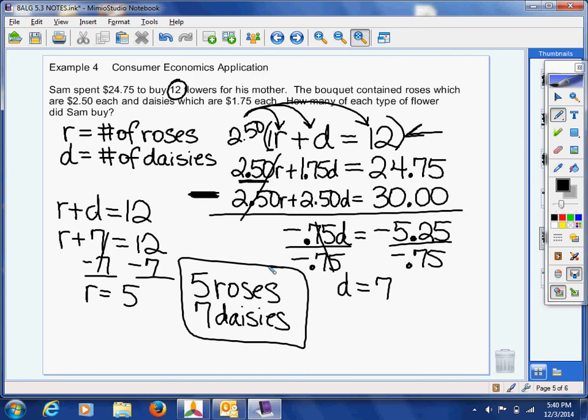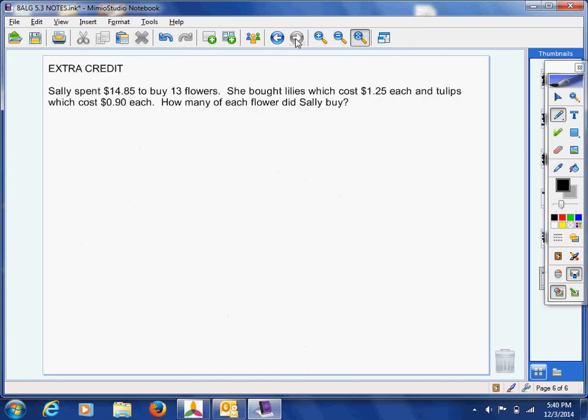All right, now on the next page, very last page, I've got one for you to try. It's very similar to what we just did. See what you can do with this. I'm going to give you extra credit if you can set this up. I don't want to just see an answer. I want to see you set it up and work it out and show me the final answer along with the work. All right? Hope that made sense.